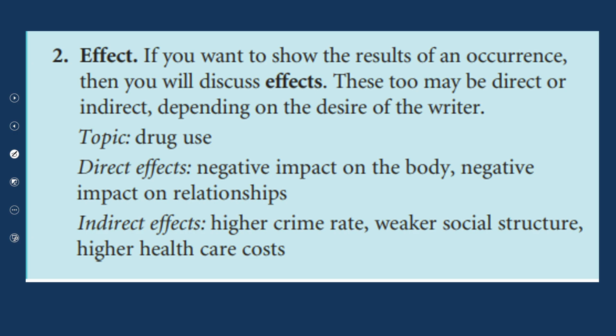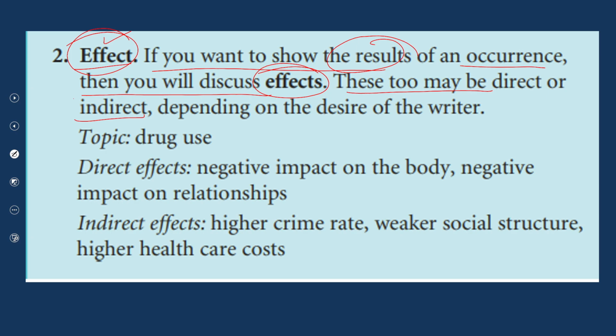Now, if we talk about the result of these occurrences, these events or happenings, we look for the effects. If you want to show the results of an occurrence, then you will discuss effects. These too may be direct or indirect, depending on the desire of the writer.